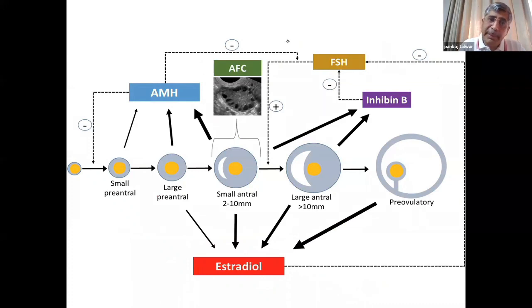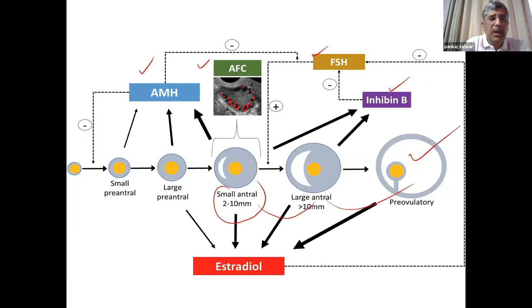So again, a similar picture. We'll talk about AMH, AFC, and FSH. These are the common markers we have: AMH, AFC, FSH, and Inhibin B. Remember that we can only look at the AFC when we can see such antrums. These antrums are normally seen from day 2 or day 3. So the antrum is seen in a small antral follicle onwards, and after that the antral cavity keeps becoming bigger. But small pre-antral and large pre-antral means that there is no antrum, so they cannot be seen on an ultrasound. This you have to remember.